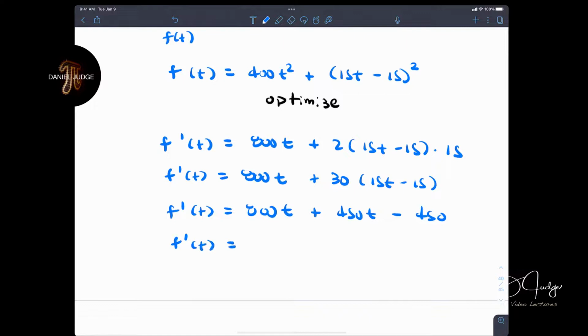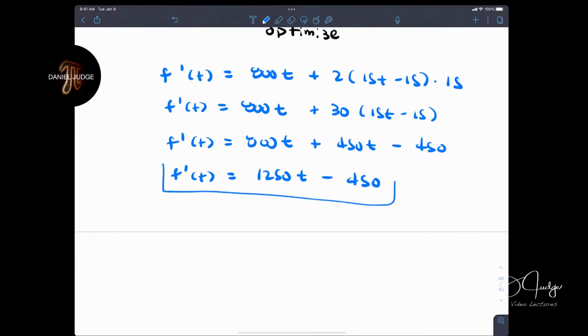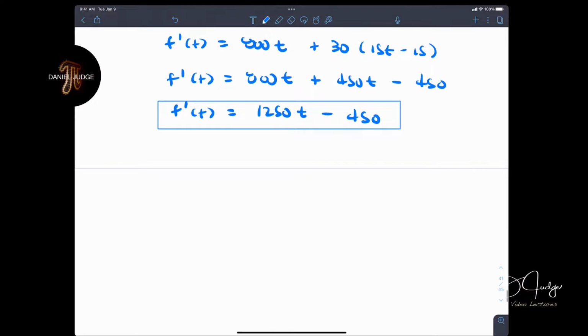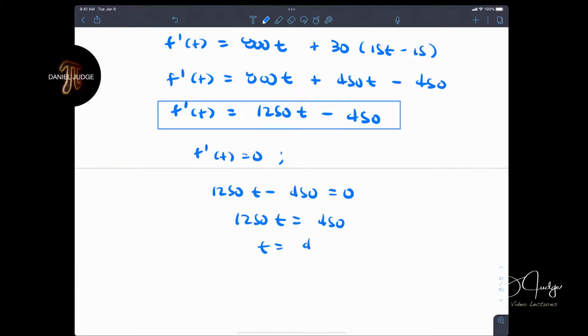So this first derivative is 800 plus 450, 1250t minus 450. So here is my derivative. We need critical values. So set this equal to 0. You get 1250t minus 450 is 0, which means 1250t will equal 450, or t will be 450 over 1250.